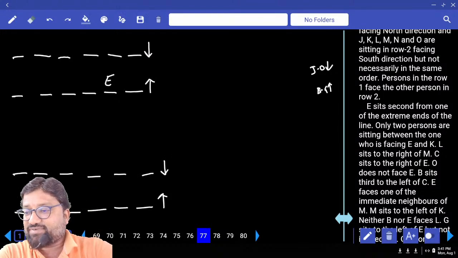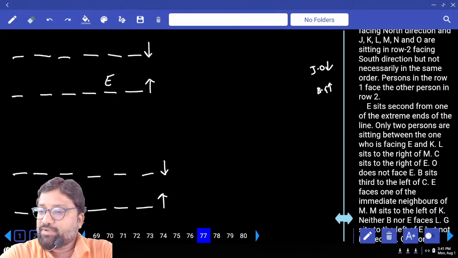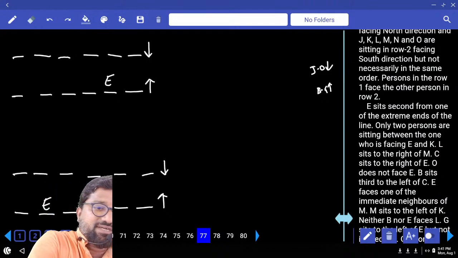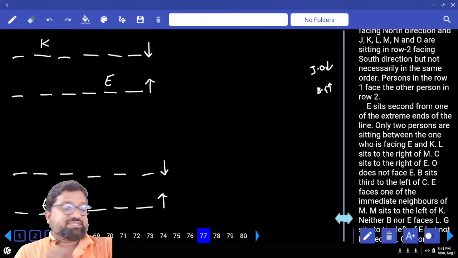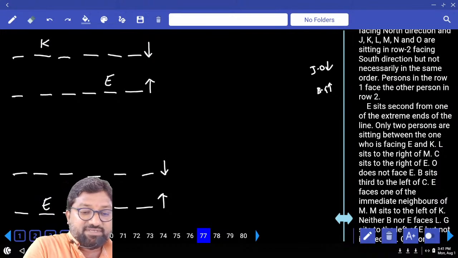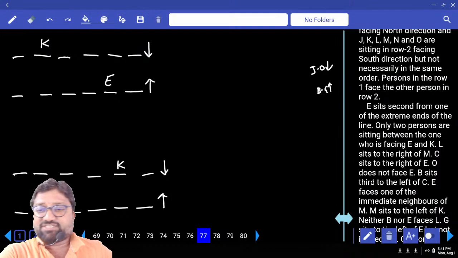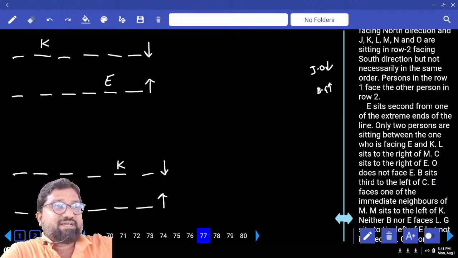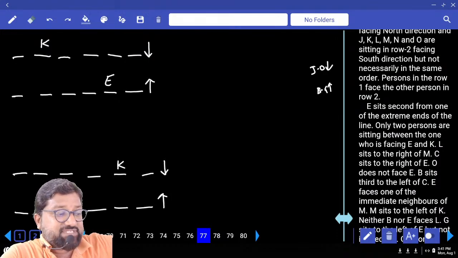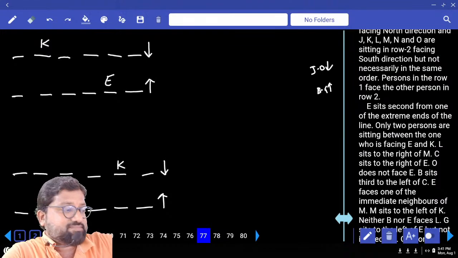So E sits second from one of the extreme ends of the line. Only 2 people are sitting between the one who is facing E and K. Next. L sits to the right of M. L sits to the right of M, so is M facing north or south?